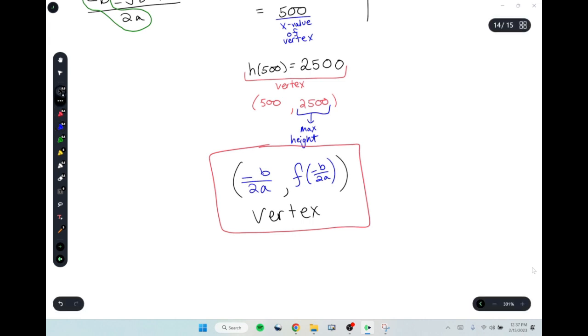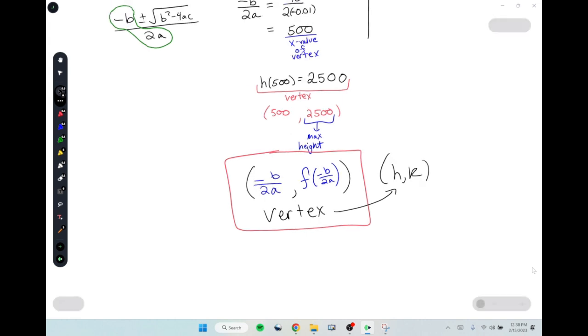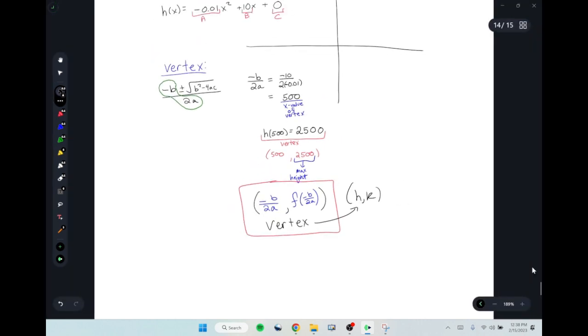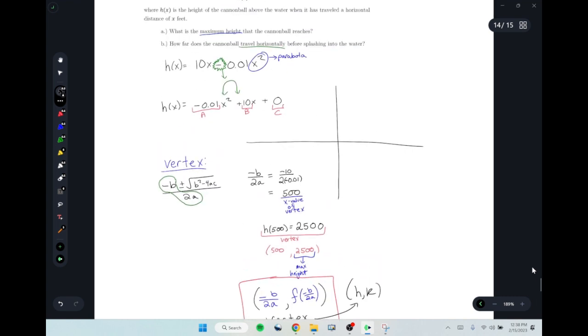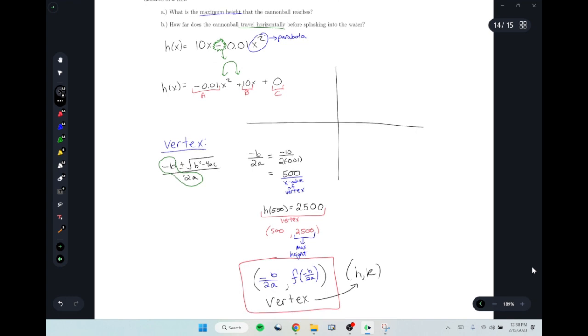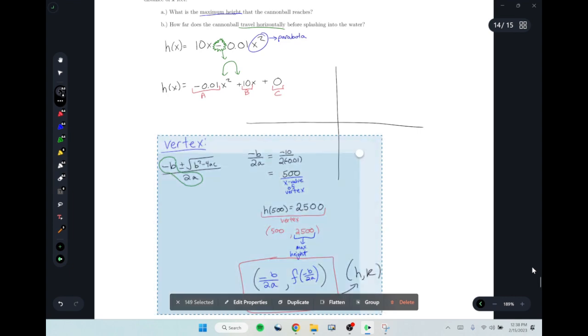Now, granted, the vertex is always called H comma K. We've seen that before, right? That's a thing. That's not as helpful as this. This left thing is way more helpful. Okay. So we've answered question 1. Now we've got to decide, how far does the cannonball travel horizontally before splashing in the water? What the heck? How far does it travel horizontally?